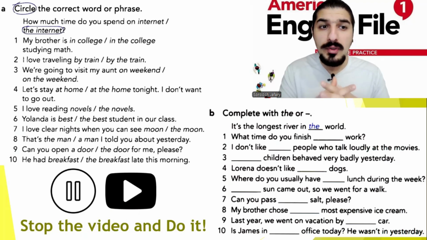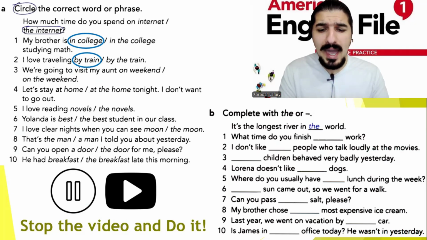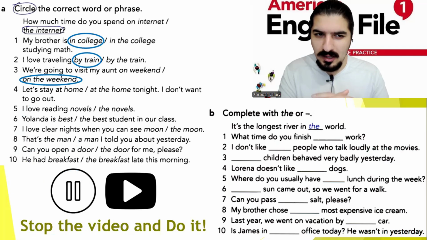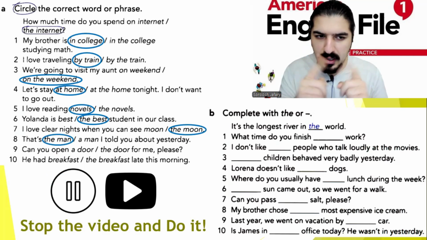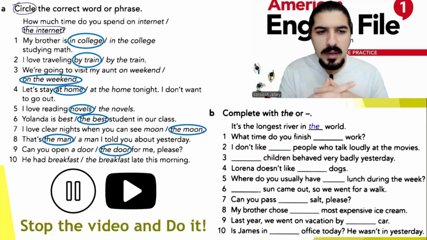How much time do you spend on the internet? Number one, my brother is in college studying math. Number two, I love traveling by train. Number three, we're going to visit my aunt or aunt on the weekend. Yeah. Let's stay at home. I don't want to go out. Number five, I love reading novels. Number six, Yolanda is the best superlative student in our class. Number seven, I love clear nights when you can see the moon. Unique. Number eight, that's the man I told you about yesterday. So we're talking about a specific thing. Number nine, can you open the door for me, please? Number 10, he had breakfast late this morning.